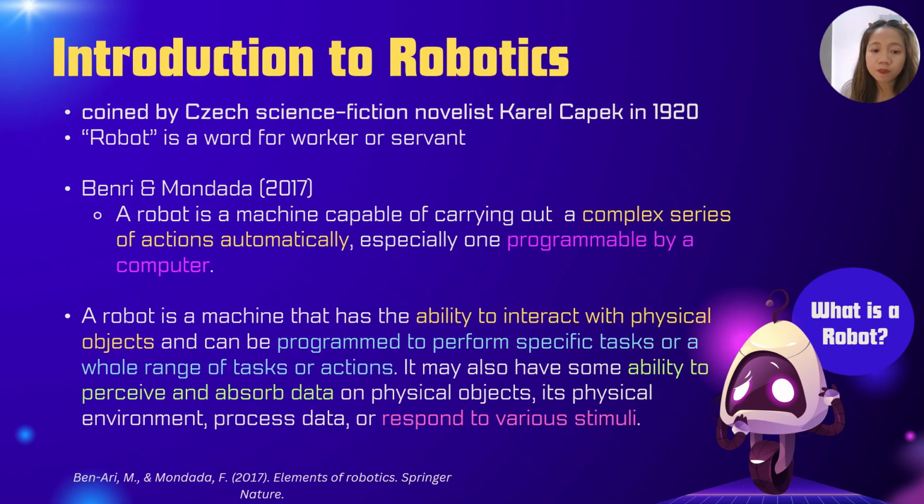programmed to do so. In a different definition, a robot is a machine that has the ability to interact with the physical objects. So it does not simply process its environment, but it also carries out tasks through interaction with the physical environment. So it was programmed to perform specific tasks or a whole range of tasks or actions depending on the complexity programmed by whoever the programmer is.